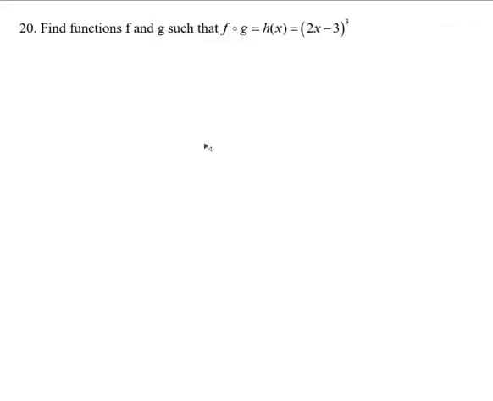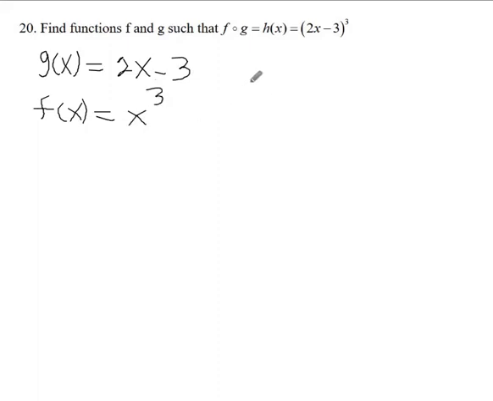Find functions f and g such that the composition of f with respect to g, or h of x, is given to me as (2x minus 3) cubed. So it looks like we have a function that gets cubed. What we're going to do is let g of x equal 2x minus 3, and then for f of x, we need to cube whatever that function is. So we're going to take that function and cube it. So these are the two functions.